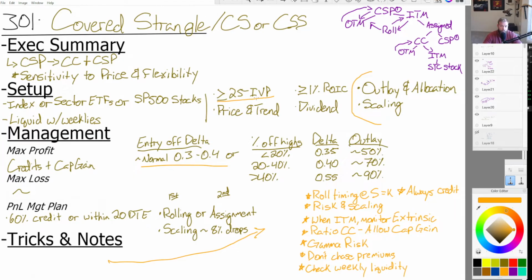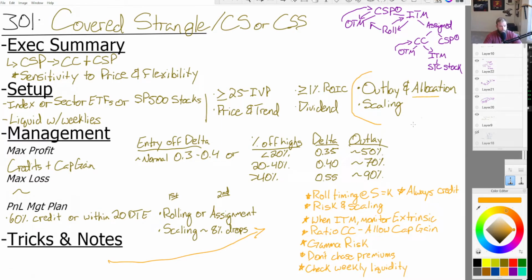But it is important to take a look at that in conjunction with your implied volatility percentile level, because your theoretical pricing gives you an idea if you're slightly overpaying, slightly underpaying, or if you're grossly overpaying, grossly underpaying. So you want to avoid those outliers. All right, let's talk about percentage off of highs and then how that ties to your outlay.